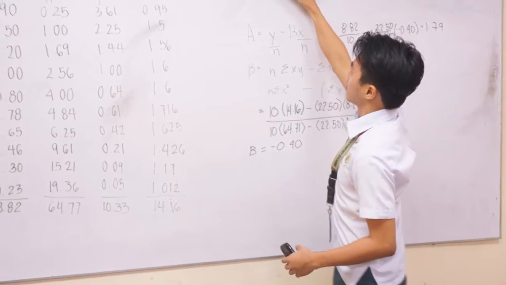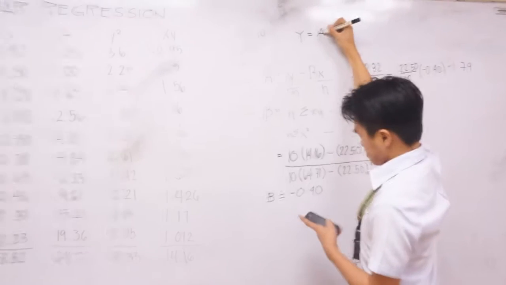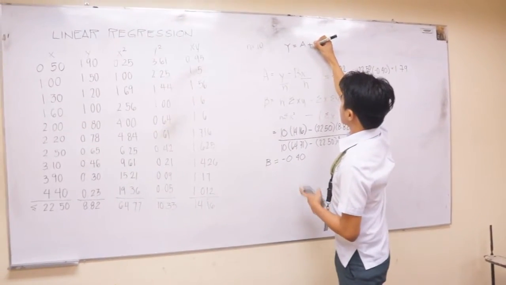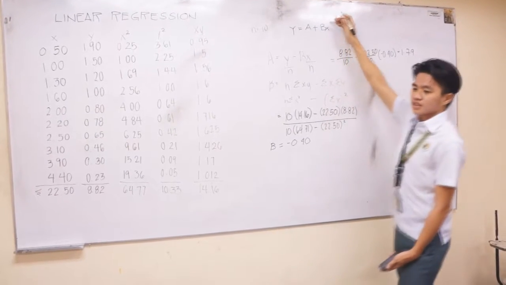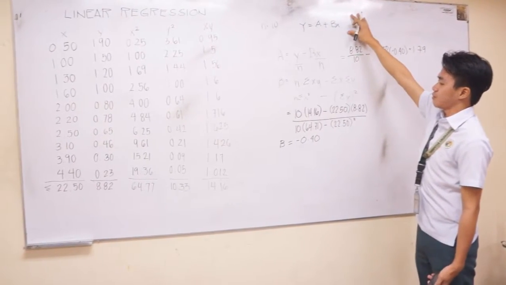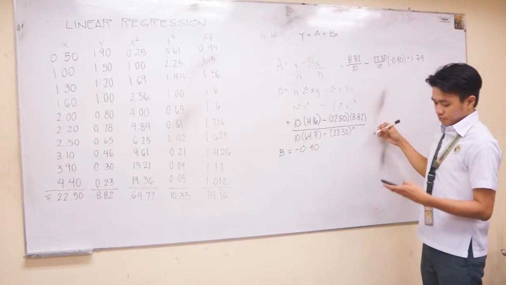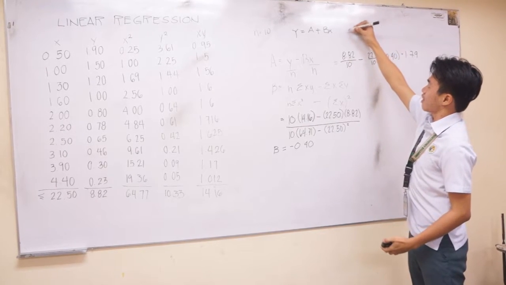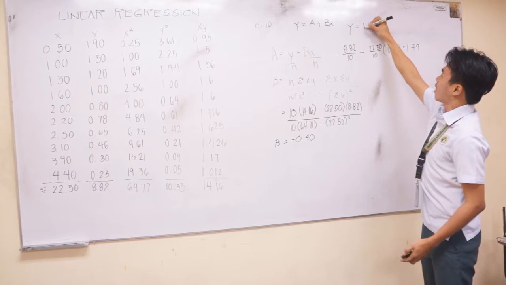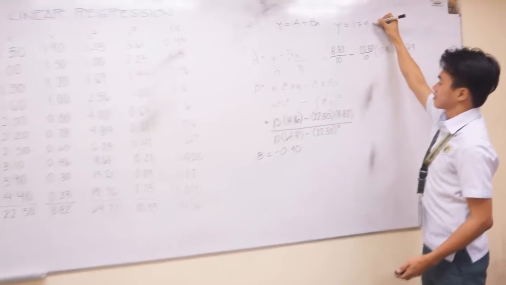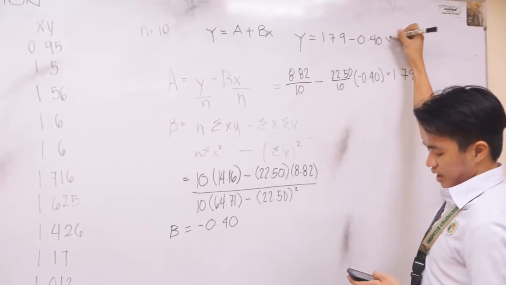Having the formula for linear regression, which is y is equal to a plus bx, we can already change our formula with the given values. So the linear regression, or the required formula, is y is equal to 1.79 minus 0.4x.